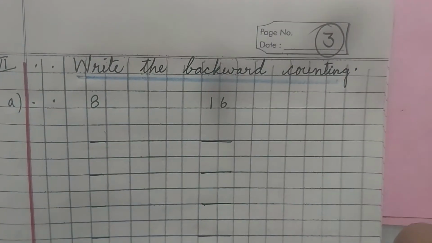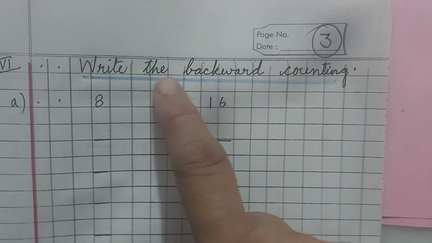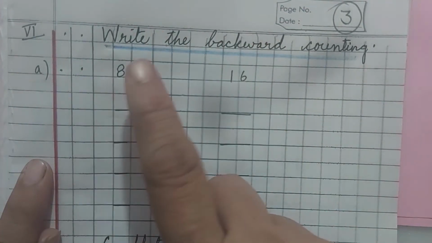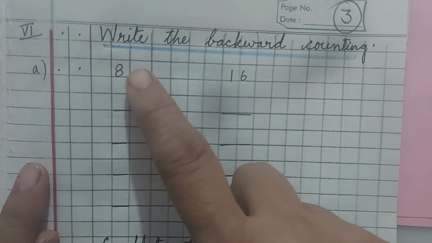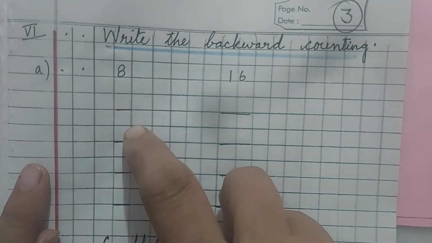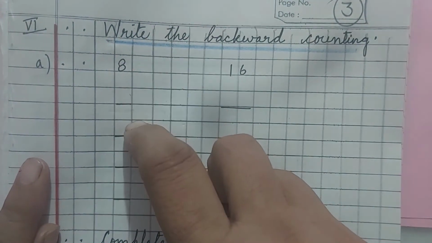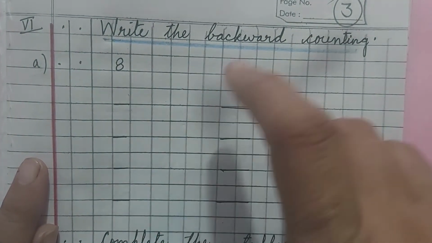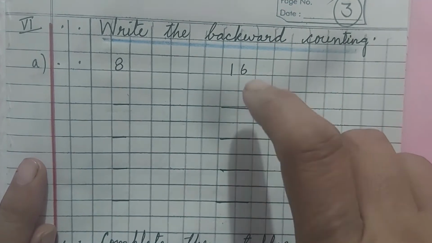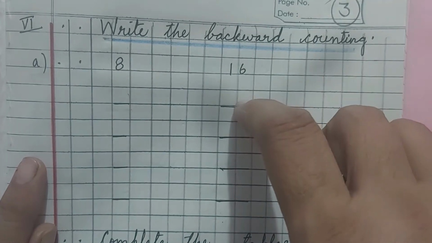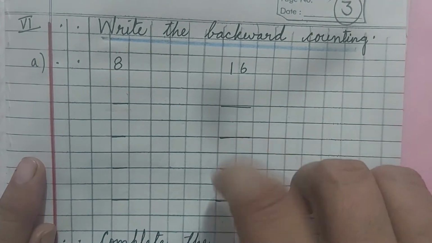Okay. Now page number next. Here you will do backward counting, children. Backward counting. See, write the backward counting. 8, then 9. No, 9 is forward. Backward you have to go. 8, 7, 6, 5, 4. 16, 15, 14, 13, 12.